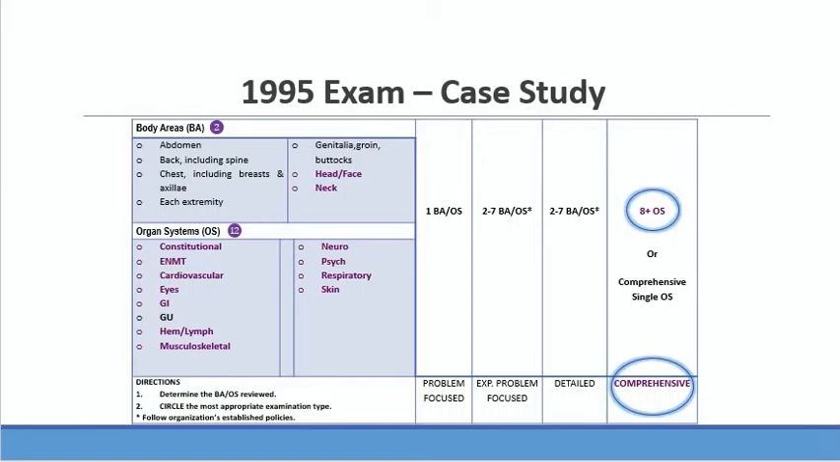under the 1995 guidelines. Our body areas were the head and the neck, and our organ systems were constitutional, ENMT, cardiovascular, eyes, GI, hematologic, lymphatic, neuro, psych, respiratory, and skin.